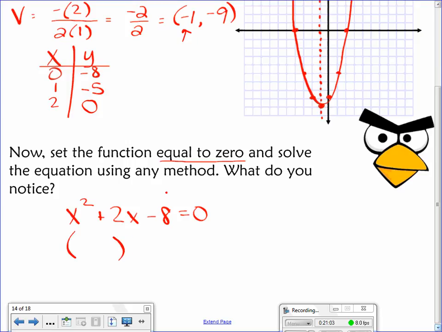Me personally, I like to factor. It's my go-to if I can because it's faster for me. Good. It would be x plus 4 and x minus 2.